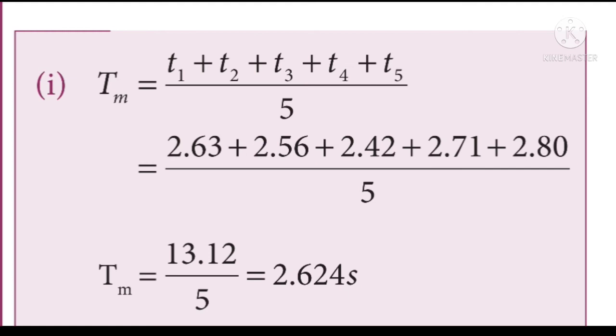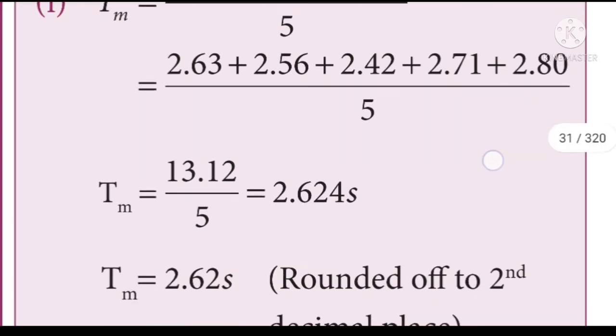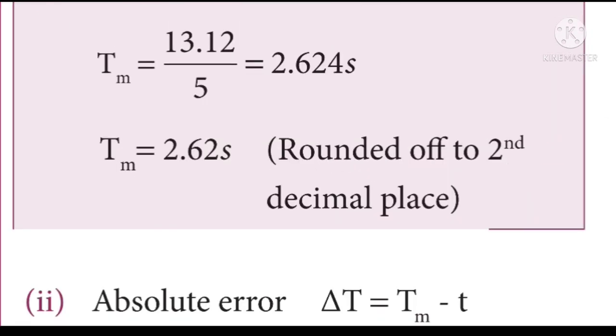So we can write 2.63 plus 2.56 plus 2.42 plus 2.71 plus 2.80 divided by 5. The total value of the numerator becomes 13.12 divided by 5, which will become 2.624 second. So this is called the mean time period of oscillation of a simple pendulum. After rounding off this result, we get Tm is equal to 2.62 second.